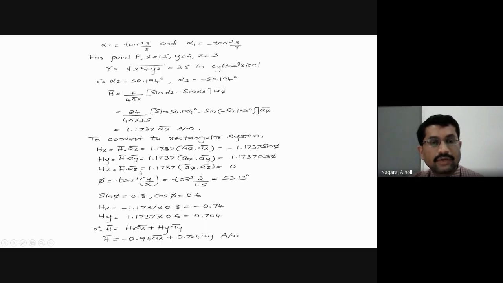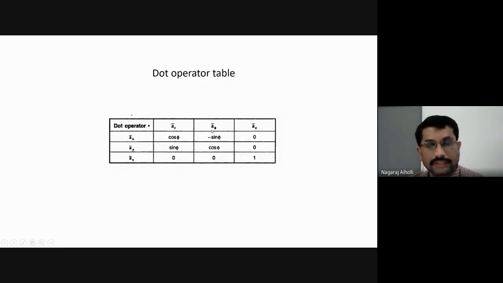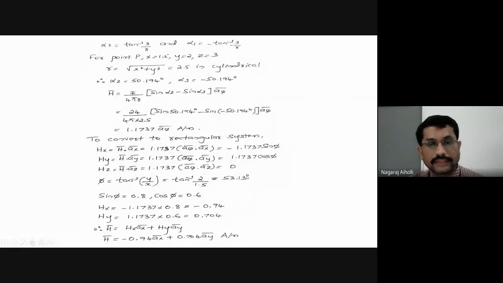Hz is H bar dot Az bar. Similarly, Hz will be equal to H bar dot Az bar. It is 1.1737 A5 bar dot Az bar. A5 bar dot Az bar, let us see what it is. A5 bar dot Az bar is 0. Write down, it is 0.